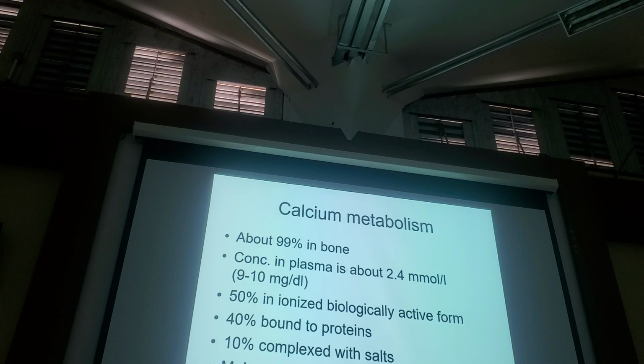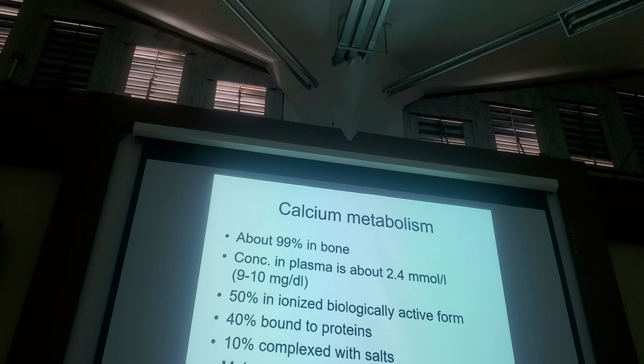So we have said about 99% of calcium is found in bone, and the concentration is about 2.4 millimoles per liter. That's the one you use now, isn't it? Those of us in the old school, we still use the milligram per deciliter. 50% of it is in ionized biological active form, whereas the other ones are not in active form. 40% bound to proteins, 10% in complex salts.